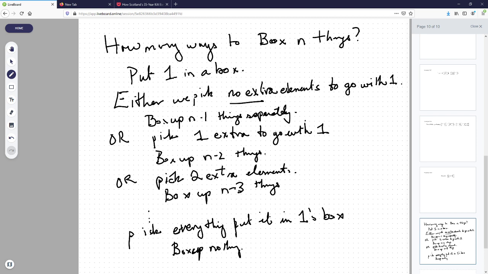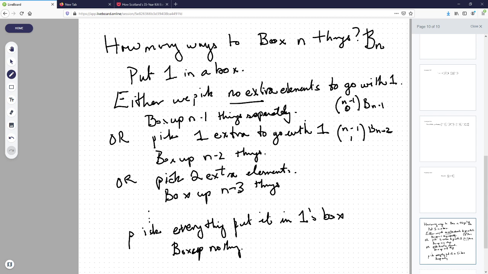And so basically here now we just have to ask, the number of ways to box n things is called Bn. And so either we pick no extra elements, so out of the n minus 1 elements, we pick none, and then we box up n minus 1 things, b n minus 1. Or we pick one extra thing, which is n minus 1 choose 1, and then we box up n minus 2 things, b n minus 2.